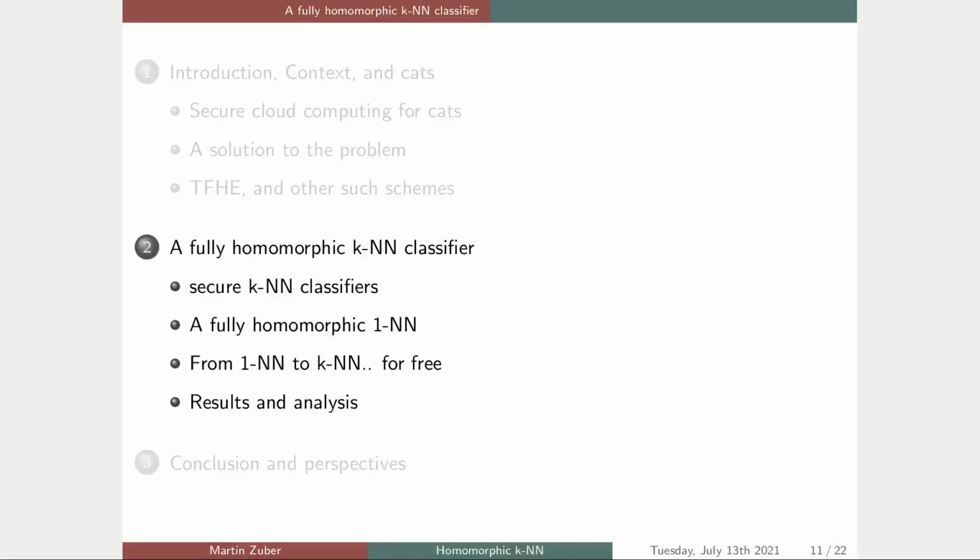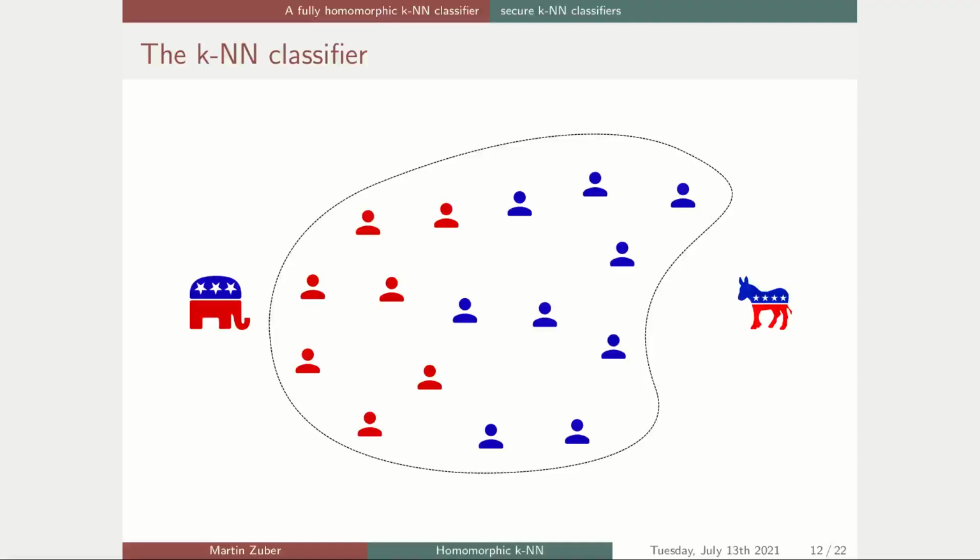Onto our contribution, and first a word on k-nearest neighbor classifiers. They're very simple kinds of machine learning algorithms that are still very much used today in real-world applications, especially since the advent of embedding-based neural networks.